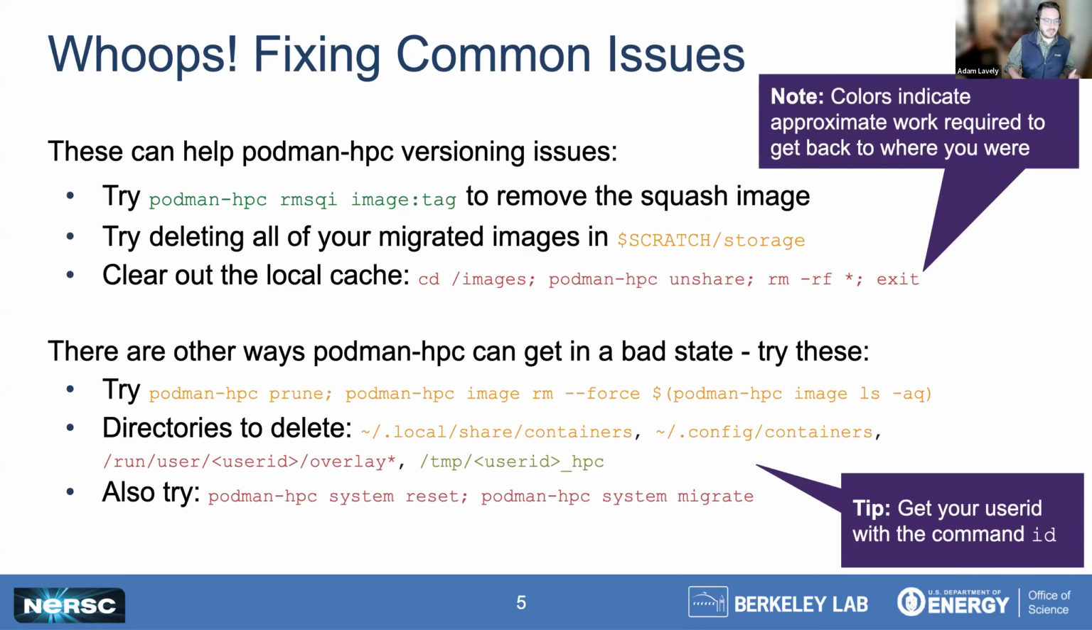So Podman HPC, every now and then the containers in the cache can get in a bad state. This is actually all on the documentation page. I've kind of indicated with the color here which things are less detrimental. And when I say detrimental, it will take you less time to rebuild these containers if you do just the things in green. The things in orange are a little bit harder to come back from. The things in red, you're probably going to have to rebuild all of your containers.